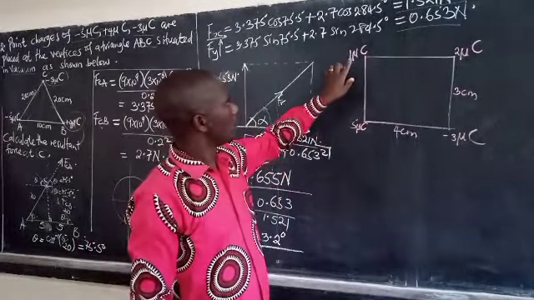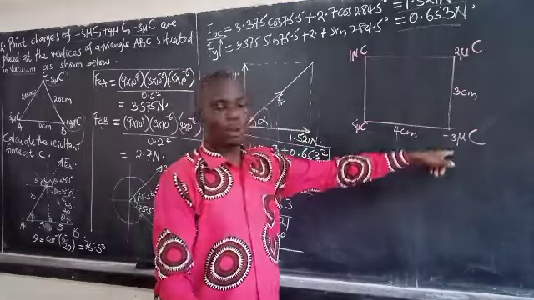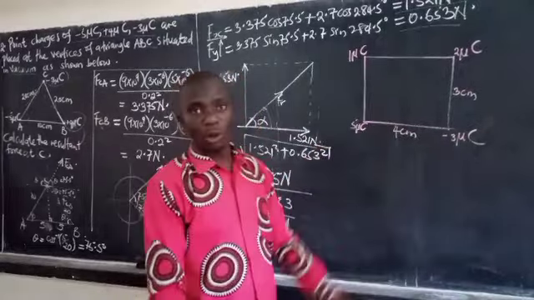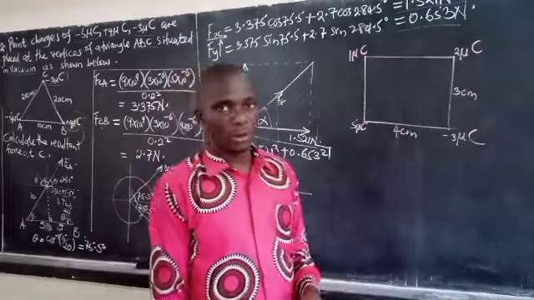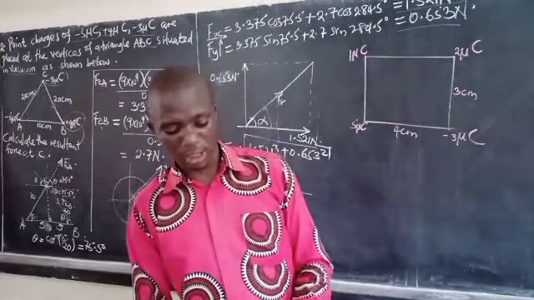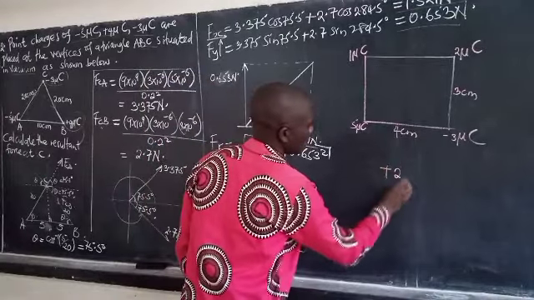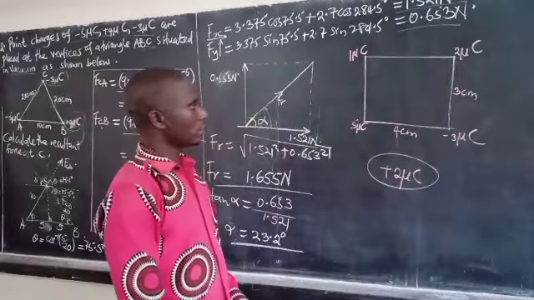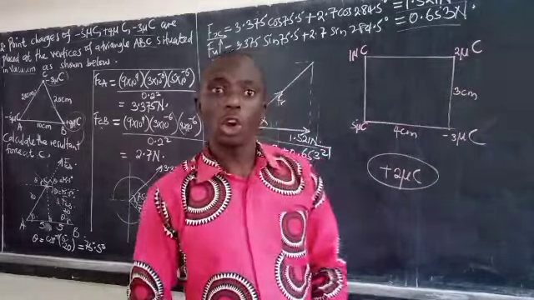So the charges of +1 microcoulomb, +2 microcoulomb, -3 microcoulomb, and +5 microcoulomb are at the vertices of the rectangle as shown, which is situated in air. Calculate the resultant force on the charge of +2 microcoulombs.